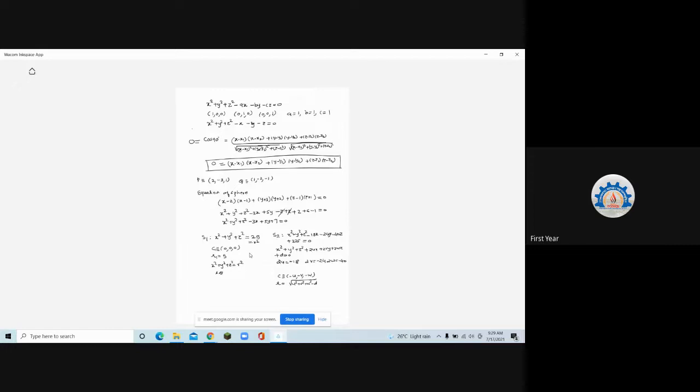Okay, so let me find u first. U is minus 18 by 2, that is minus 9. V is minus 24 by 2, that is minus 12. And w is minus 40 by 2, that is minus 20. The constant term in the equation is d is equal to 225. And therefore your center, which is minus u, minus v, minus w, will be 9, 12 and 20. Correct? Everyone, you're getting it?